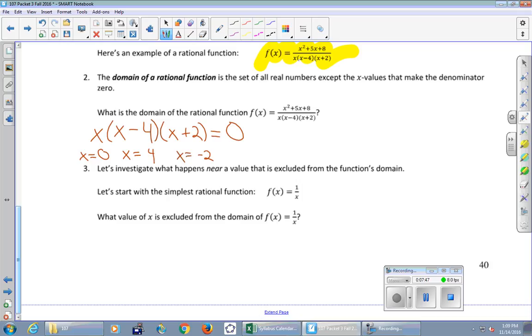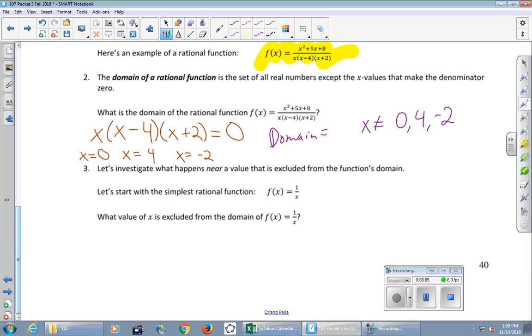So are these 3 x values in the domain or out of the domain? They are out of the domain, because any of them plugged in gives you a division by 0. So the domain is x not equal to 0 and 4 and -2. But if we want to be really fancy and use that set builder notation, that's a more complete answer there.